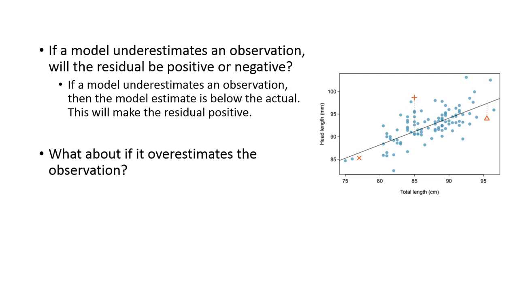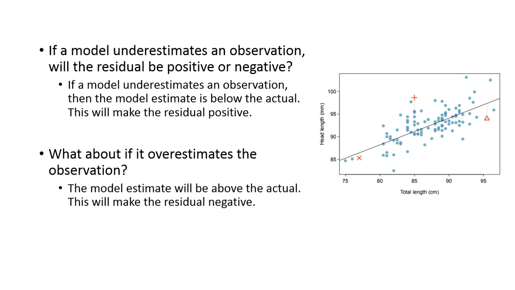Okay, so what about if they overestimate the observation? What's going to be true about the residual? In this case, the residual is going to be negative, because we take our point minus the y hat. So if you overestimate, your residual is going to be negative. If you underestimate, the residual is going to be positive.